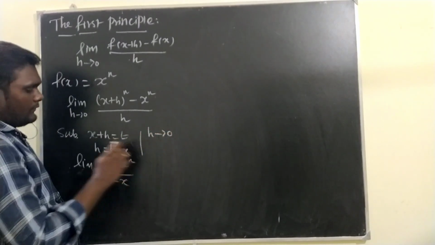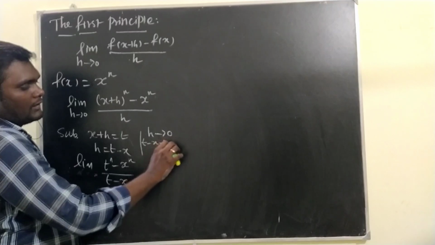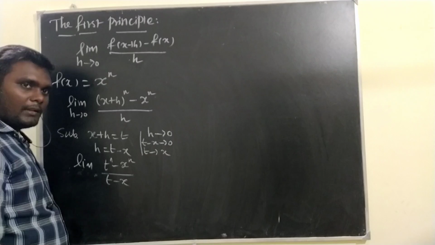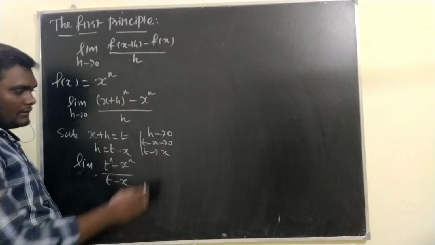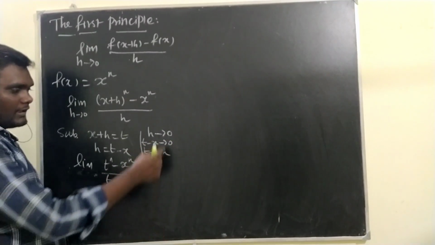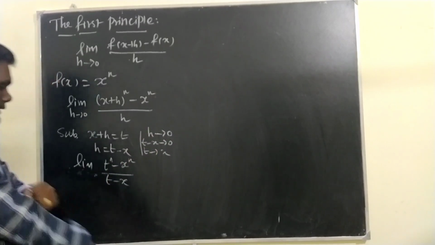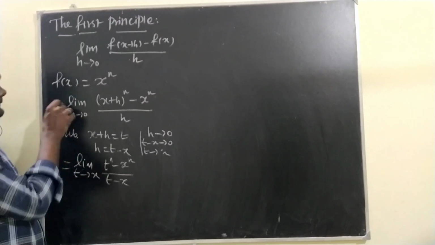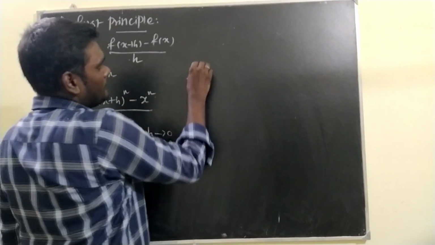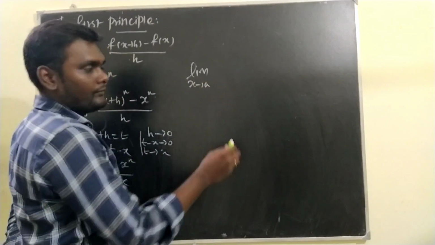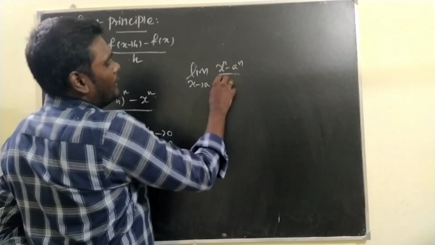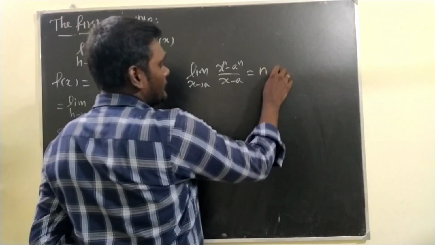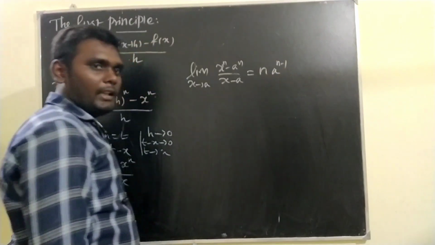We say h tends to 0, h is t minus x, so t minus x tends to 0, then this t tends to x. Just add x on both sides. Consider this implication as an equal sign. Then we have t tends to x. Remember one formula. That formula is limit x tends to a, x power n minus a power n divided by x minus a, which equals n into a power n minus 1.